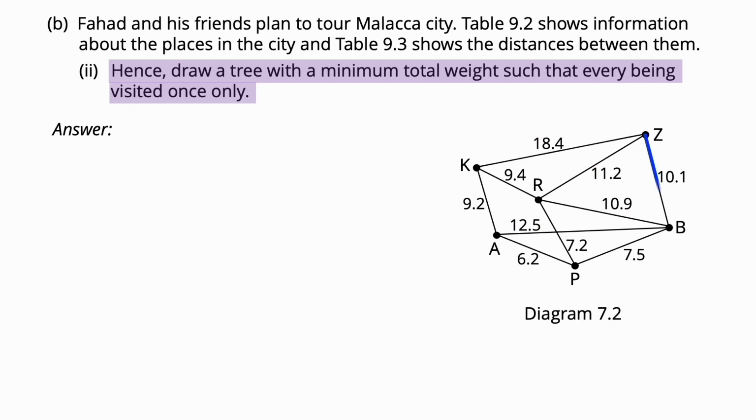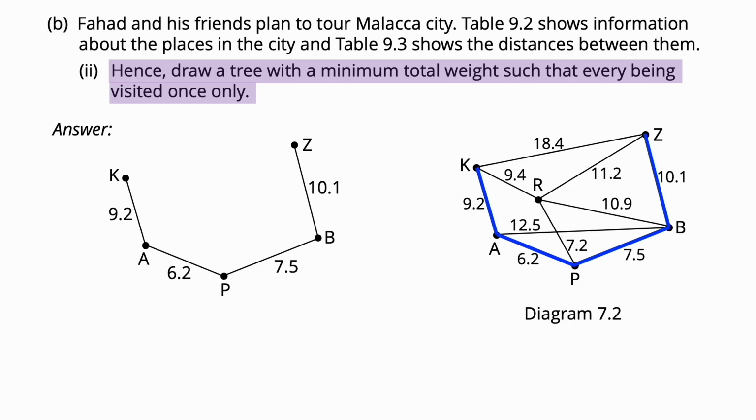Start from Z to B. From B to P. P to A. A to K. And K to R. Here's a tree with a minimum total weight such that every vertex is visited once only.